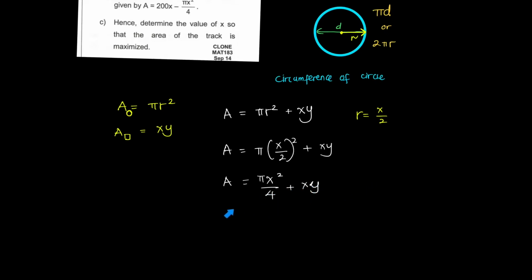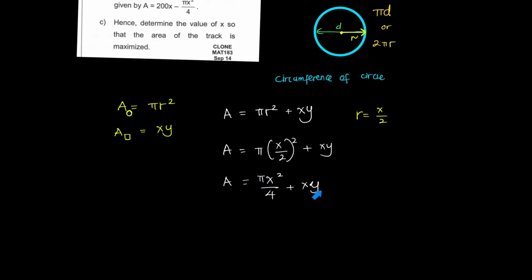Now our next task is to differentiate this A. This area we need to differentiate. But the problem here is that we are having multiple expressions. So what to do next is to reduce this expression so that we can only have a single expression.